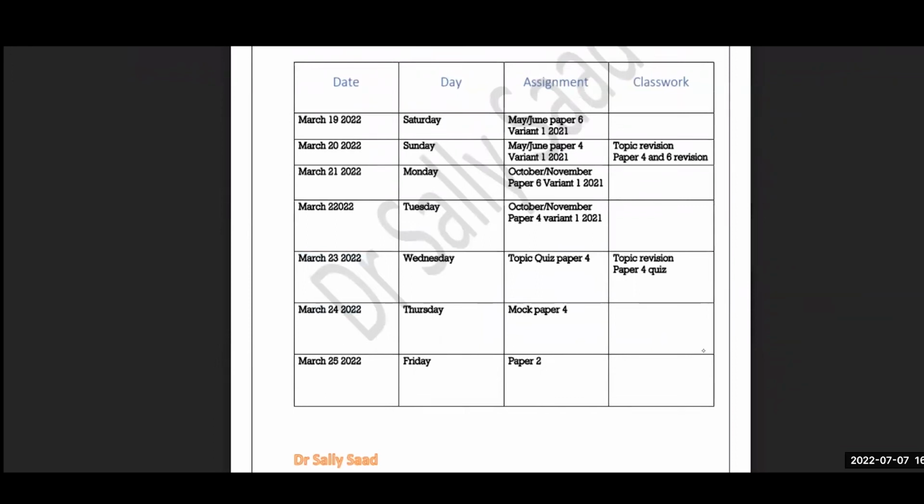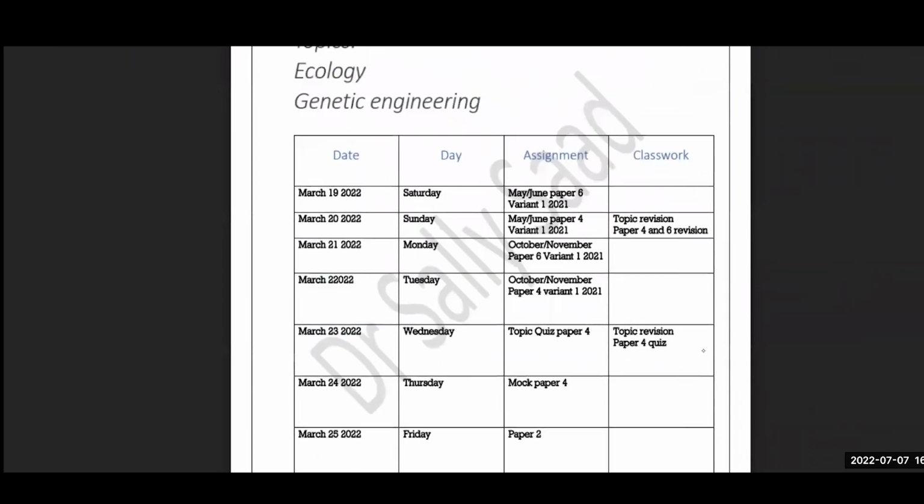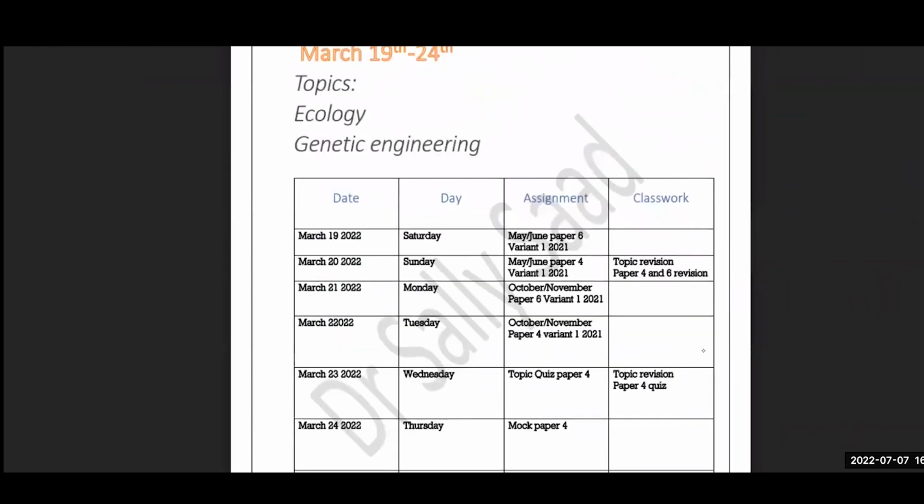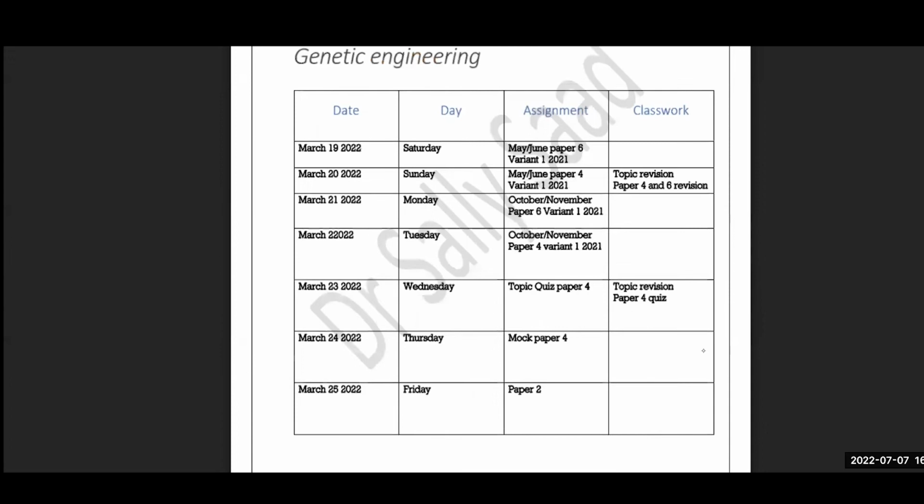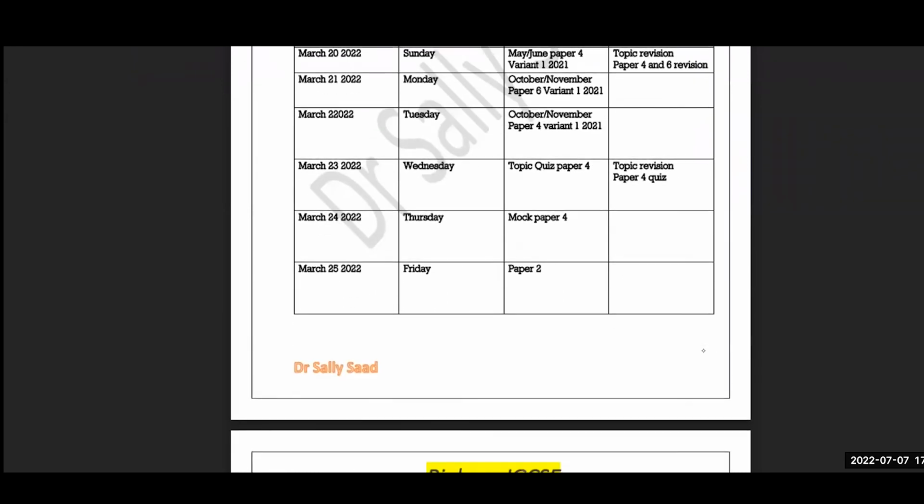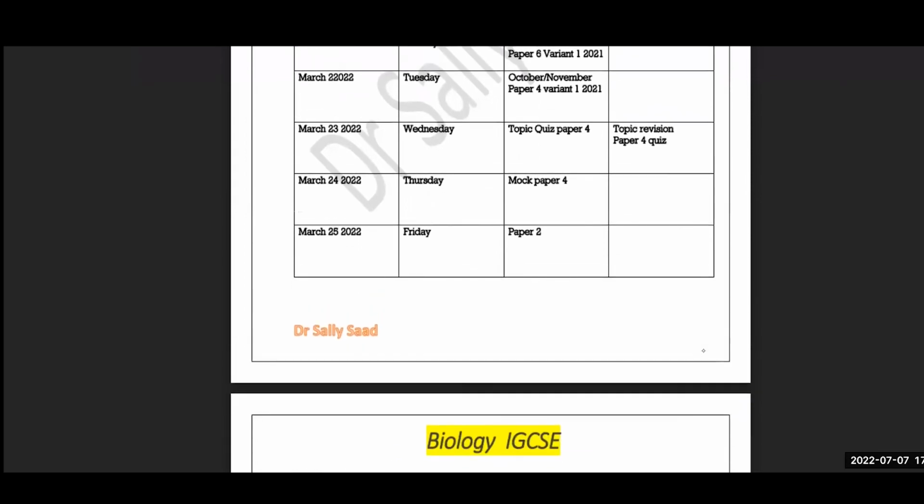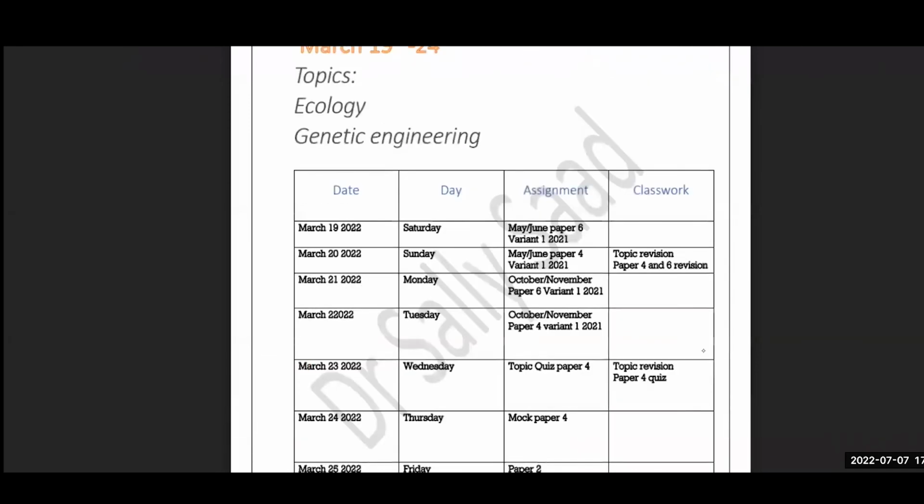There are classes given for topic revision, and this week you have to revise ecology and genetic engineering. In that class I will ask you, and you will ask me your doubts, right? And we will have revision for paper 6 and 4 that you had as an assignment on 19 and 20 March. Then again, there is topic revision for the same part. Then there is a topic quiz paper. This will be on the topic of revision that we had.